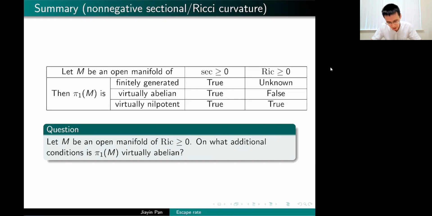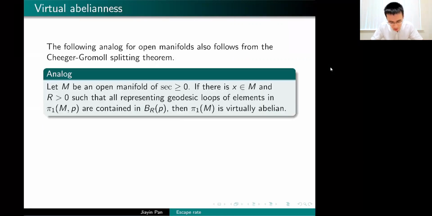So then we can ask a natural question. On what additional conditions is pi1(M) indeed virtually abelian for non-negative Ricci curvature? Well, surely you can also ask on what conditions is pi1(M) finitely generated, but that will be another topic, right? So in this talk, we mainly focus on the virtual abelianness of the fundamental group.